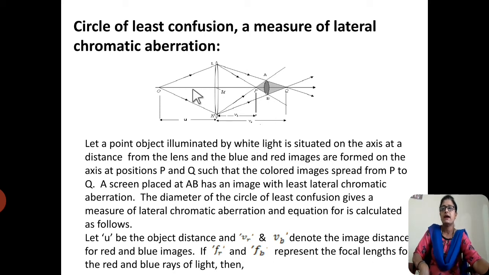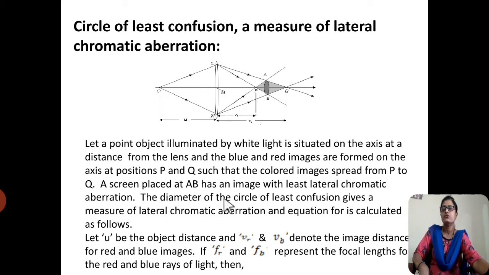So here the diameter of the circle of least confusion gives the measure of the lateral chromatic aberration. So now we have to calculate the lateral chromatic aberration. Let U be the object distance. Object distance is nothing but the distance between the object and the lens.